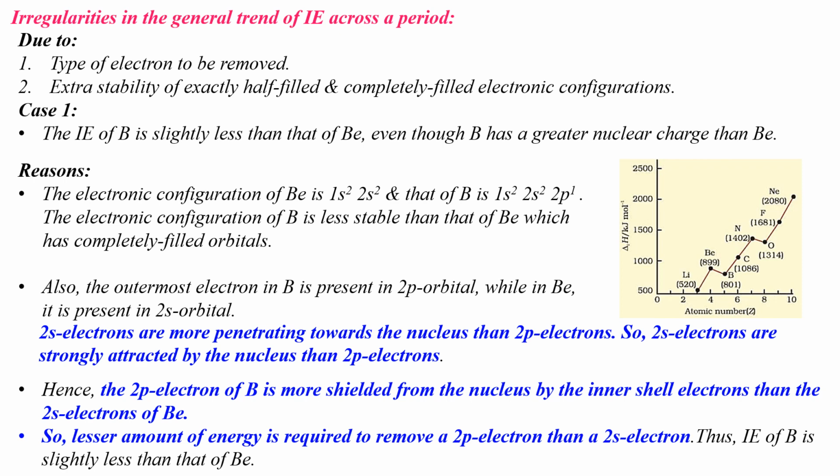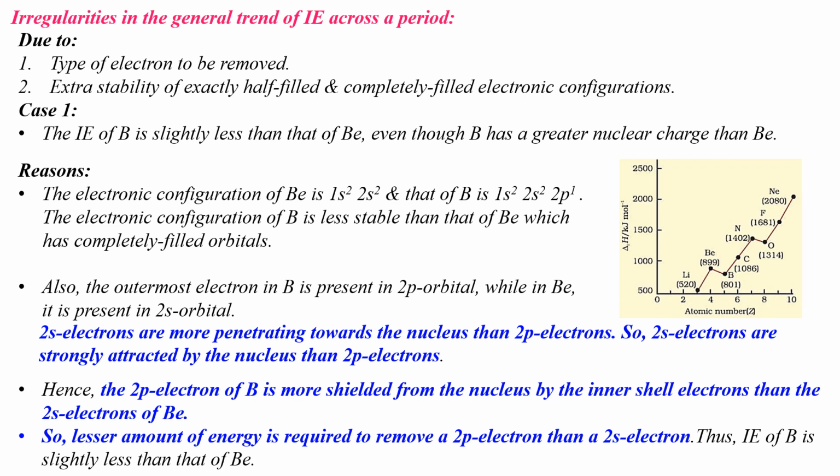Now, what is the electronic configuration of beryllium? Beryllium has an atomic number 4. So, it has 4 electrons in it, and the electronic configuration of beryllium is written as 1s2, 2s2. The electronic configuration of boron is 1s2, 2s2, 2p1 since there are 5 electrons in boron. The electronic configuration of boron is less stable than that of beryllium, which has completely filled orbitals. Also, the outermost electron in boron is present in 2p orbital, while in beryllium it is present in 2s orbital.